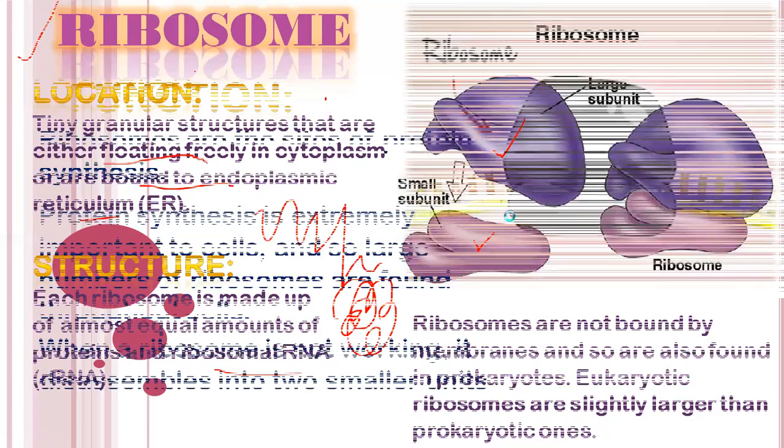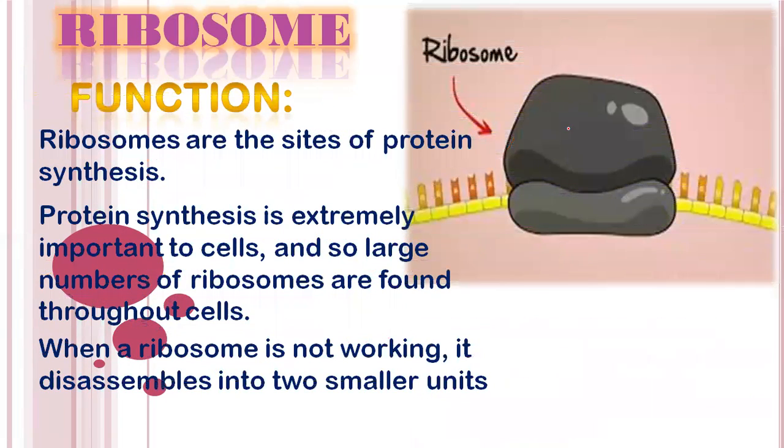So this is, you can see the larger subunit and the smaller subunit. This ribosome is very, very important indeed. Why? Because that is the site, that is the place where protein is synthesized. So its very important function is protein synthesis. Protein synthesis, like how the protein is formed.